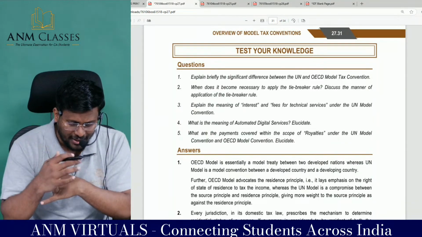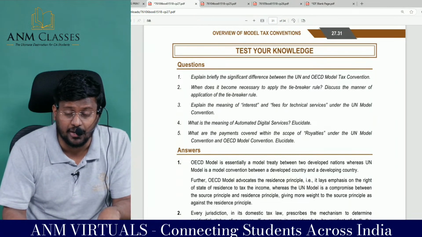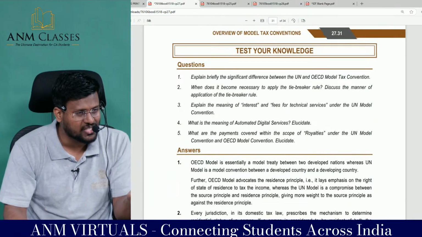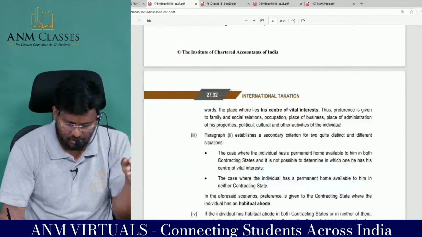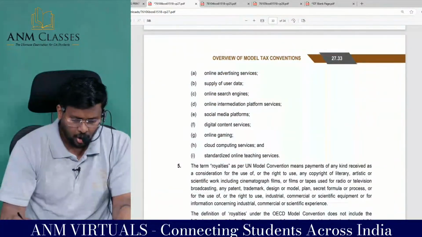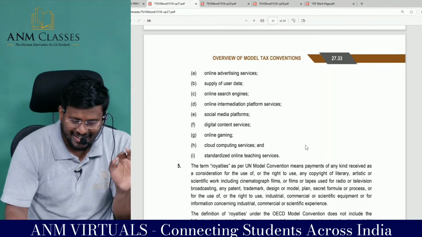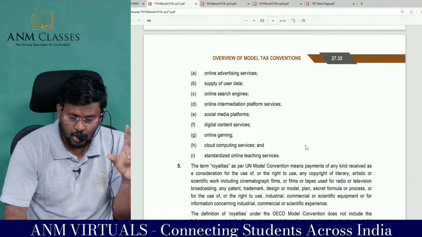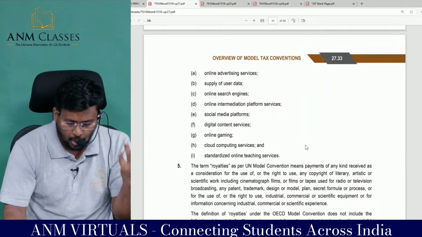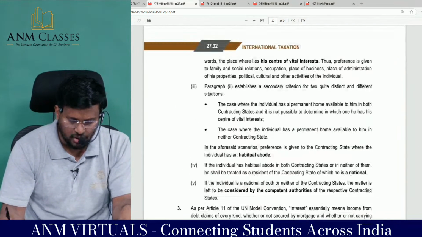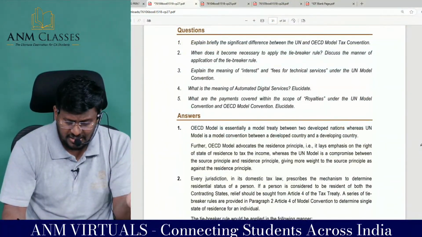So directly they are asking, what is the meaning of automated digital services? Article 12B, automated digital services: online advertisement, cloud computing, supply of user data, online search engine, online intermediation platform services, social media platform, digital content services, online gaming, cloud computing service, and standardized online teaching services. That you have to take to heart. What are the payments covered within the scope?